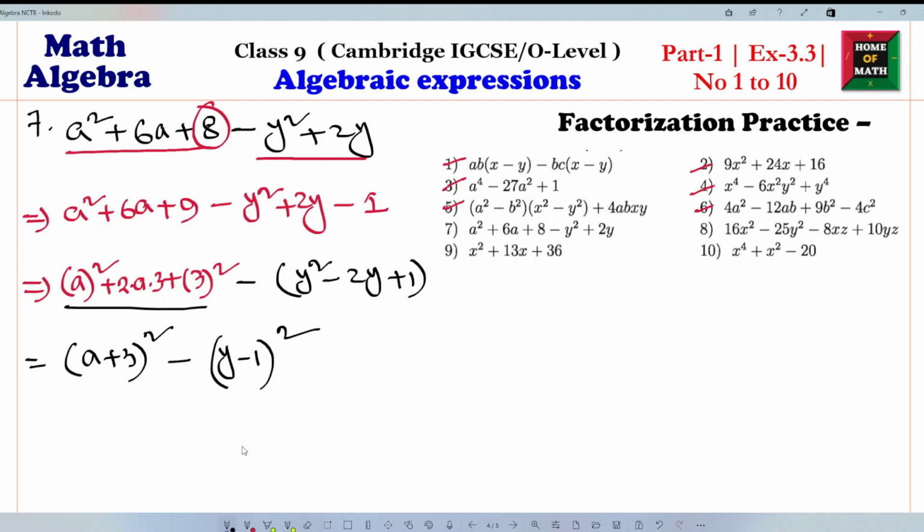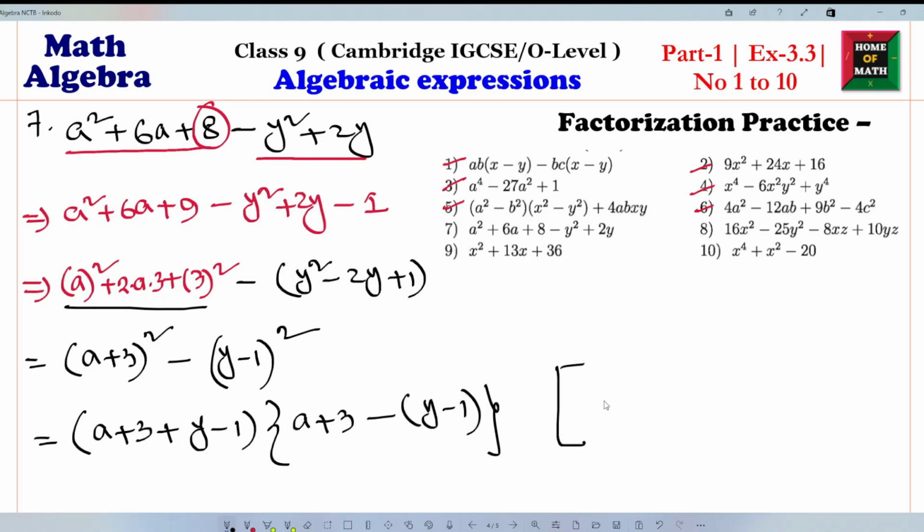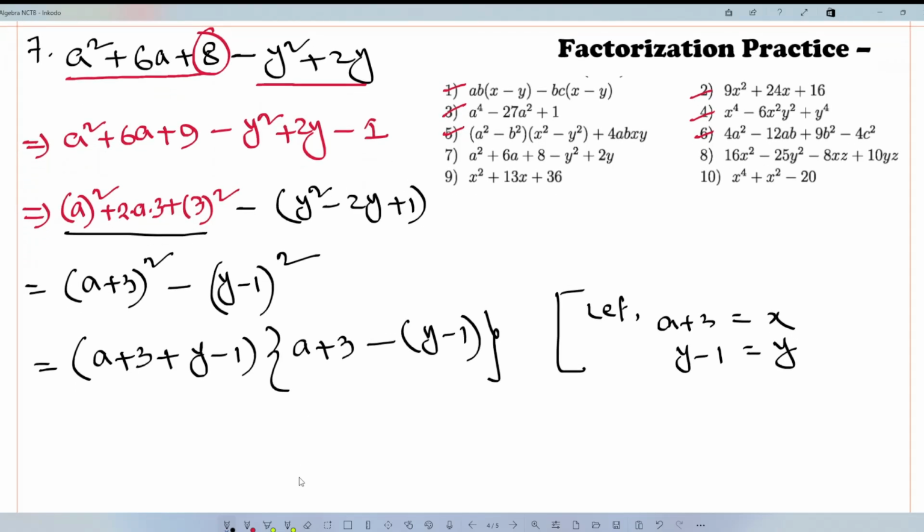This one we can write a plus 3 whole square, minus this one we can write y minus 1 whole square, okay. Now it's looking a square minus b square, so we can write a plus b, a means a plus 3, b means y minus 1. Again a plus 3 minus y minus 1, because let a plus 3 equal to x and y minus 1 equal to, suppose y, or we can say like m and this one is n.